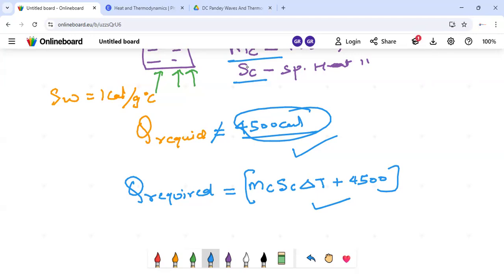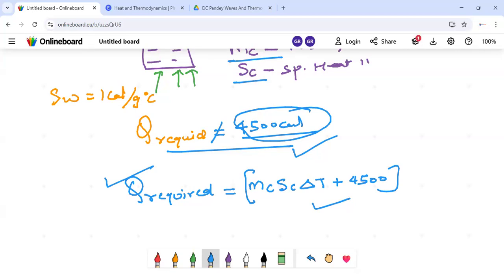Is that clear to everyone what I have written over here? Conceptually you should be clear why I'm discussing this. If in a question, let's say a JEE question, you have mass of container and specific heat of container, you should understand what is the use of that. Everyone, are we clear with this Q required, and are we clear why it is not equal to 4500? Give me a thumbs up fast. All of you clear? Okay, guys.